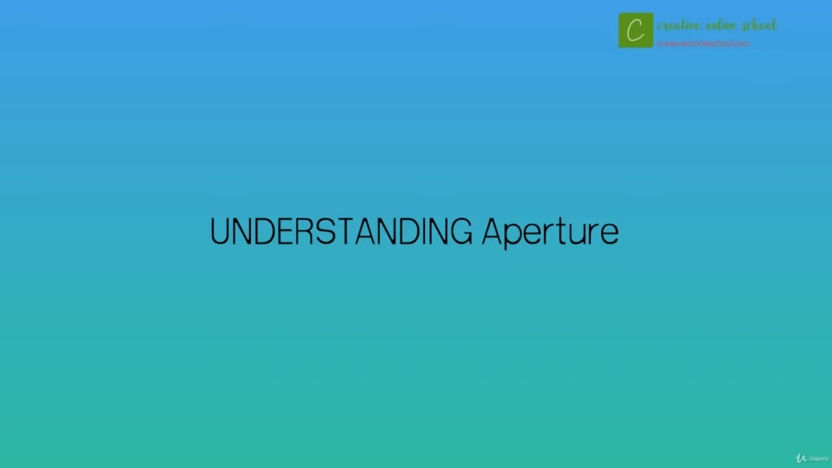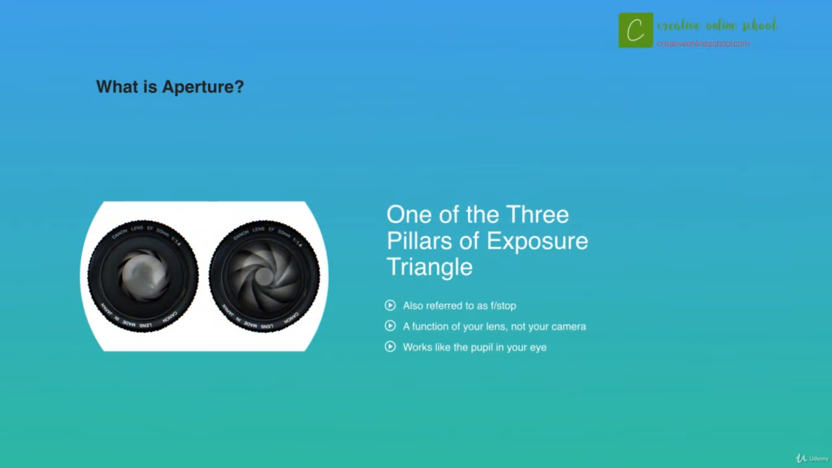Understanding aperture. What is aperture? It's also one of the three pillars of the exposure triangle. It's also referred to as f-stop. It's actually a function of your lens, not your camera.